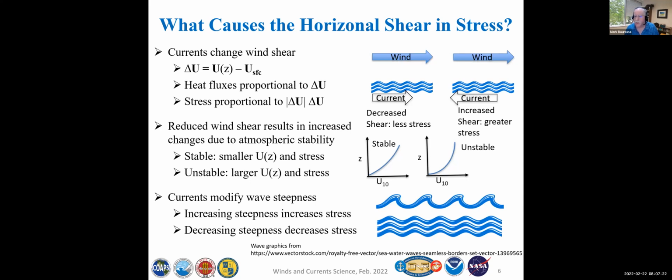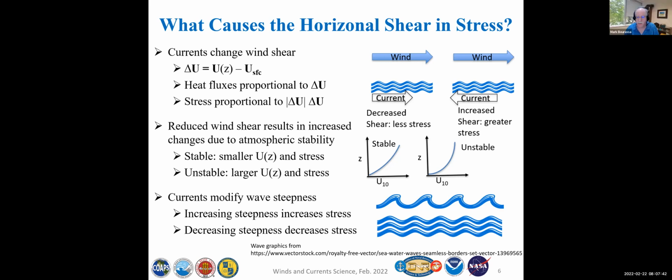Then if the currents and the winds are in the opposite direction, the shear increases and the stress increases. And that's what we're seeing mainly with the currents. But other things are happening. We get changes, if this is all assuming the winds aloft are staying roughly the same in the simple model.